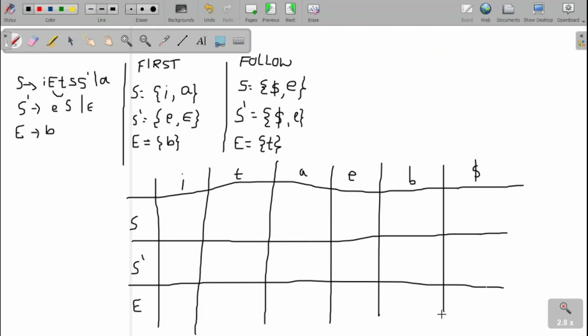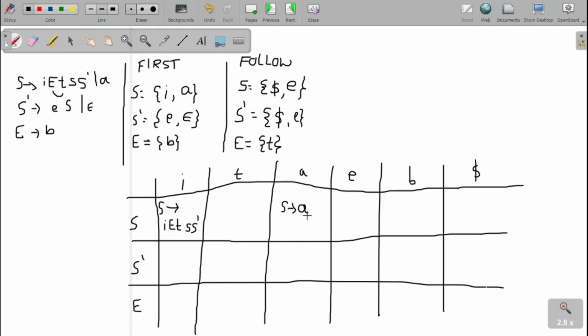First, we'll look at the first of S. What is the first of S? S derives I and A. Which is the production which is giving I? That is S derives I E T S S dash. This is the production which is giving the I over there. Then A, which is the production which is giving the A? S derives A. So no epsilon over here. So we will finish for the S.